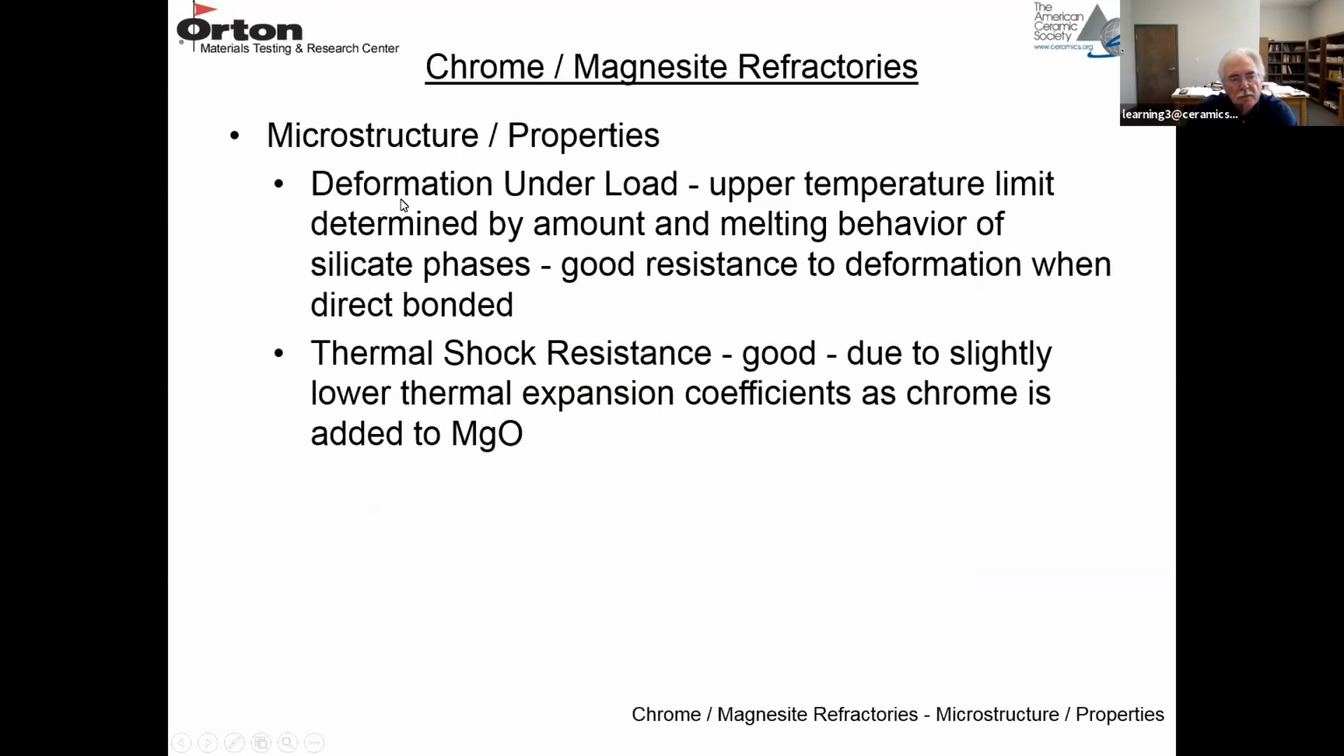So for properties, deformation under load, the upper temperature limit is determined by the amount and melting behavior of the silicate phases. So if it's direct bonded, a pure material, direct crystal contact, it's going to have good high temperature strength and creep resistance. And the thermal shock resistance is fairly good. It's got a lower thermal expansion coefficient than pure MgO because the chrome lowers the expansion. So it has reasonably decent thermal shock resistance.